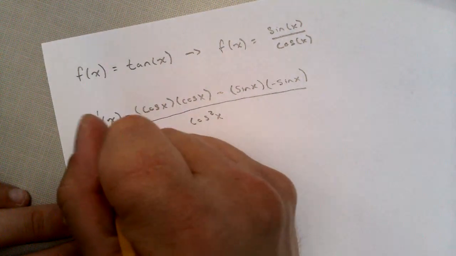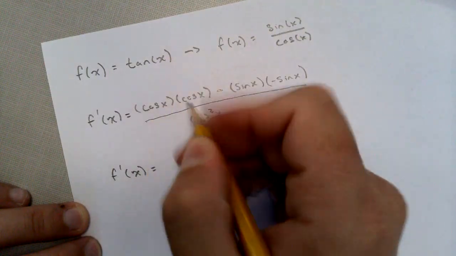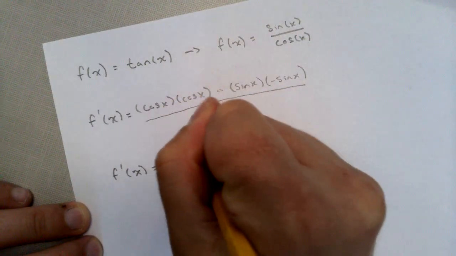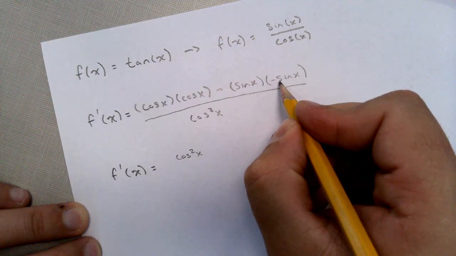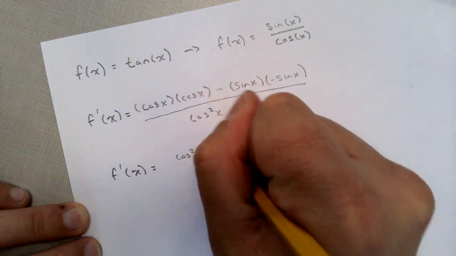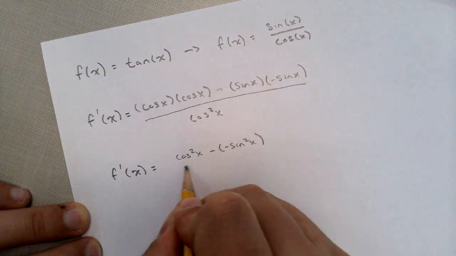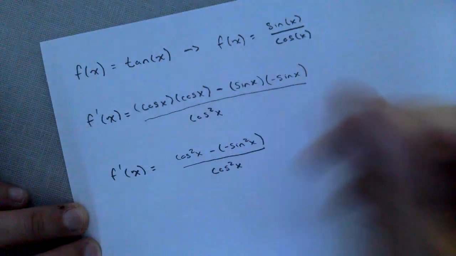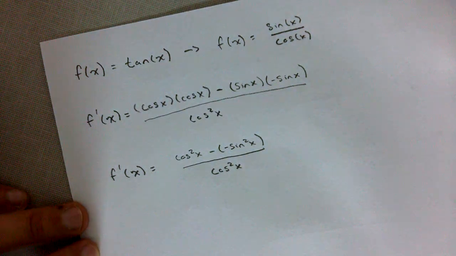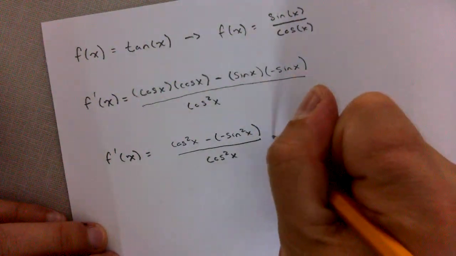All right, let's simplify. So f prime of x equals cosine times cosine is cosine squared x. Sine times negative sine is negative sine squared. So minus negative sine squared x divided by cosine squared x. Sorry, my lights just turned off. We can still see though. All right.